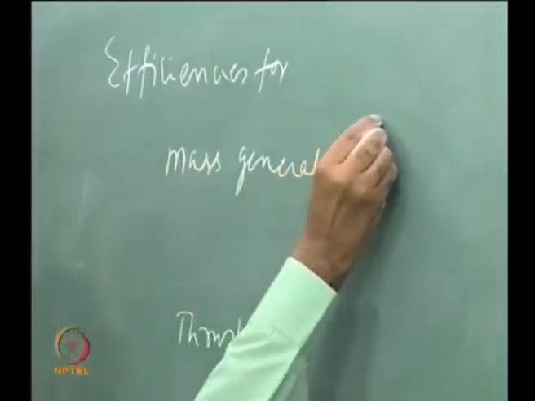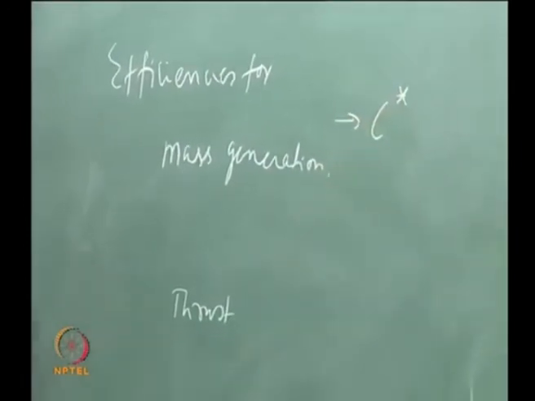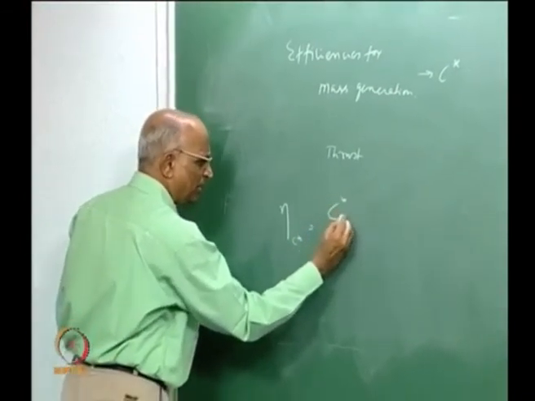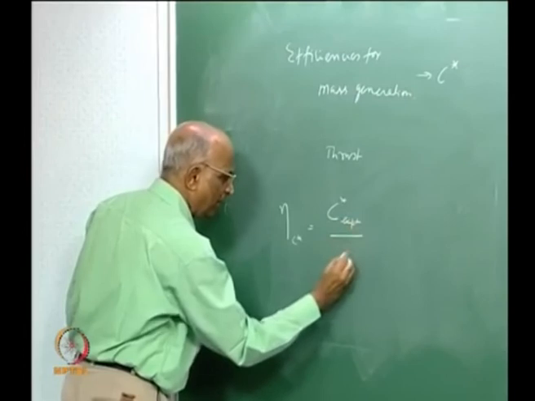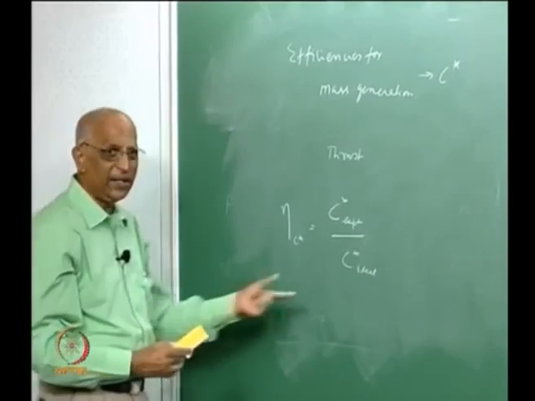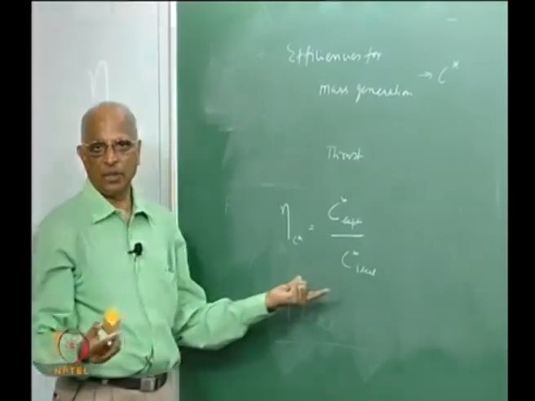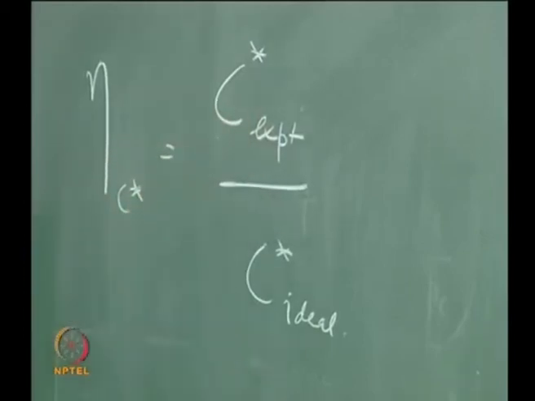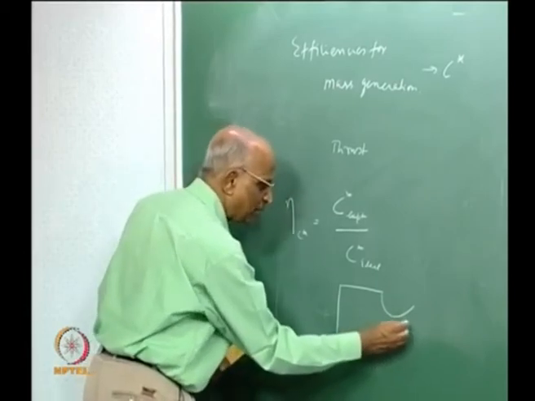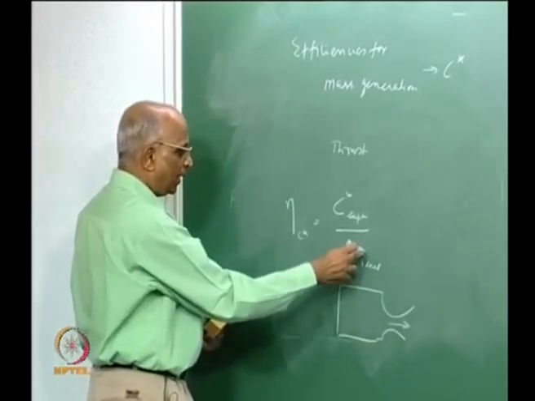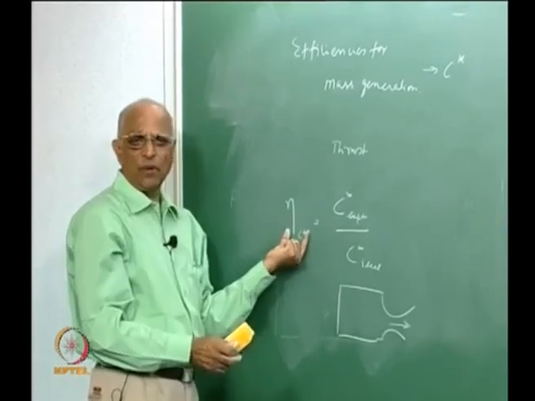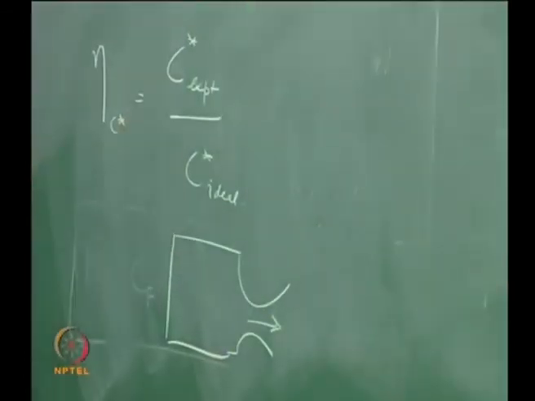The mass generation we decided in terms of C star. Therefore, if I have to put an efficiency for mass generation, it is equal to C star, which is experimentally observed, divided by the ideal value which we derived in this class. And what was the ideal value? Under root RTC by capital gamma. Therefore, all what we do in an experiment, you take a rocket, you find out what is the rate at which mass is getting delivered out, you find out the ideal, and you say it is eta C star, and you will find that the values are quite high, of the order of 0.98 to 0.99. We will do some problems on this.